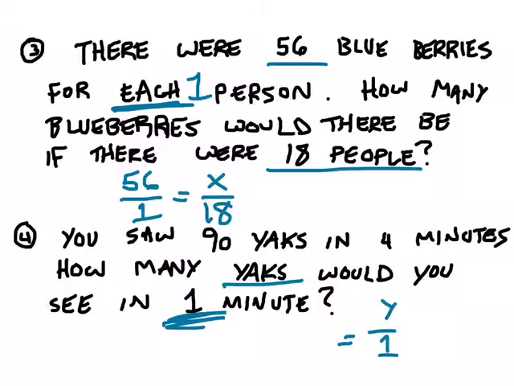And I just have to set the other side up the same way. Yaks on top, minutes on bottom. So 90 yaks in 4 minutes, and I'm done. So we watch for those unit rate phrases. It can make life a lot easier.